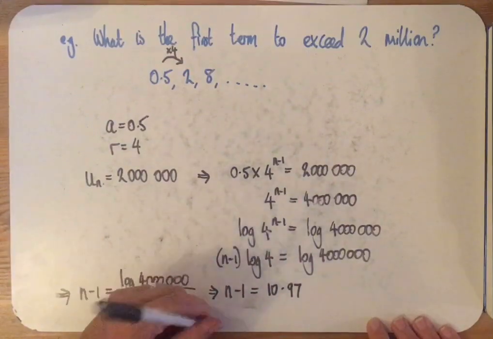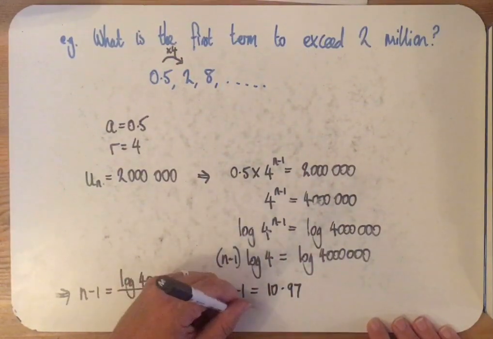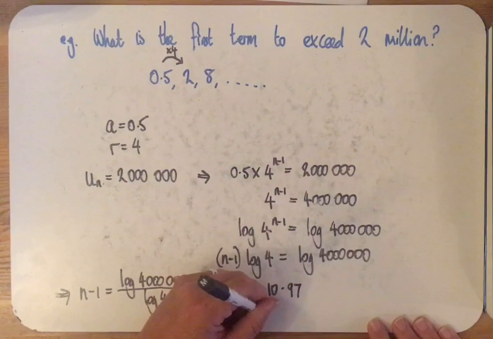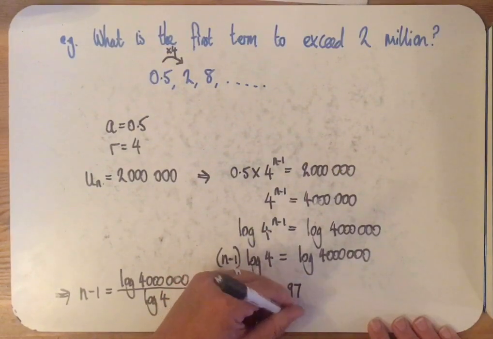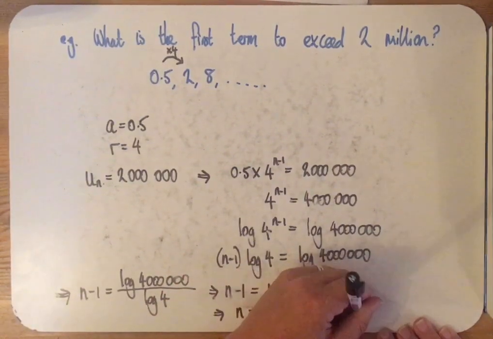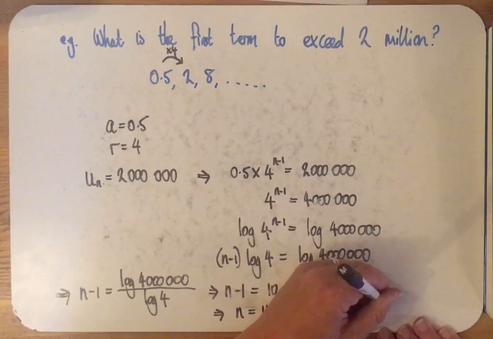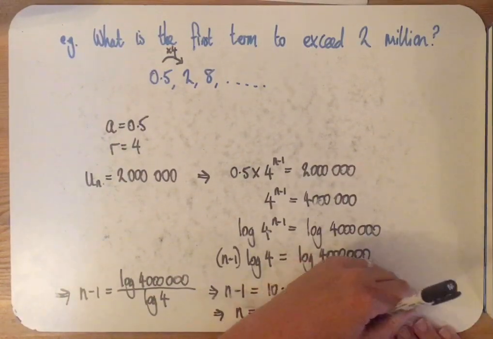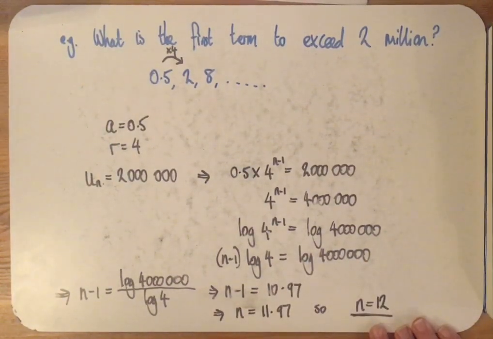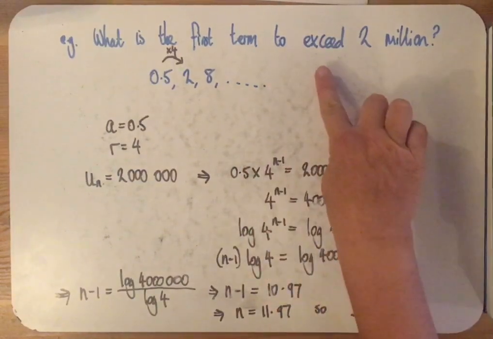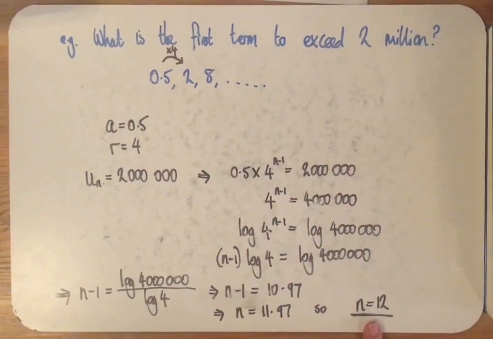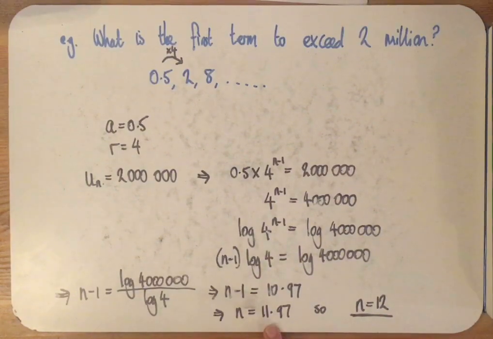And so n from here is equal to 11.97, and so n is equal to 12. Remember, n is taking positive integer values because it's the number of terms. So the first term to exceed 2 million will be the 12th term. The last term to be less than 2 million will be the 11th term. So you can use your common sense from there.